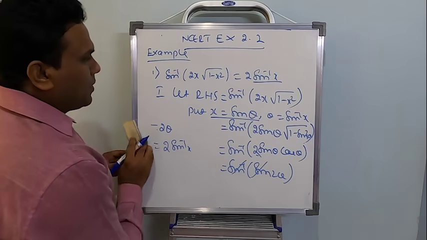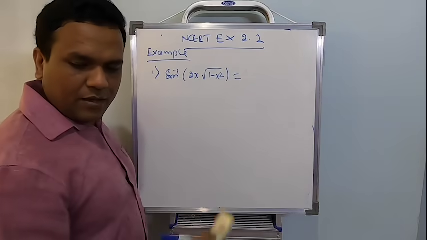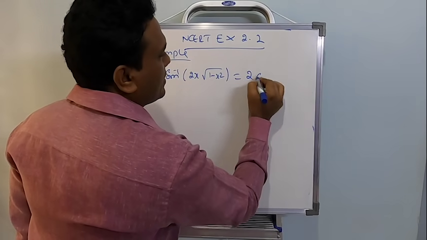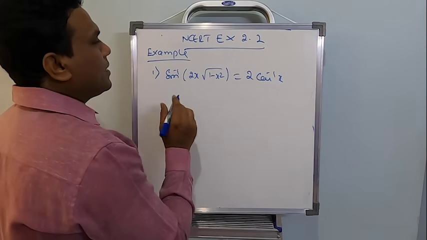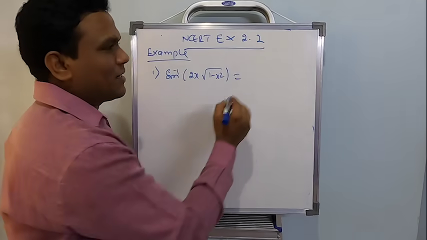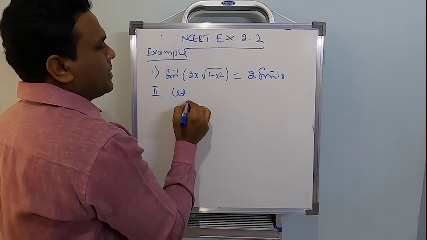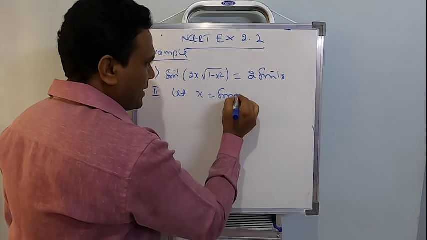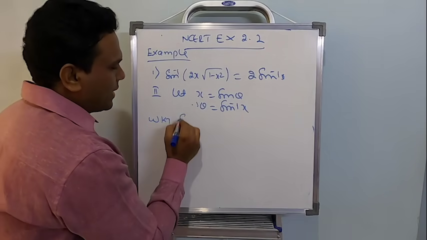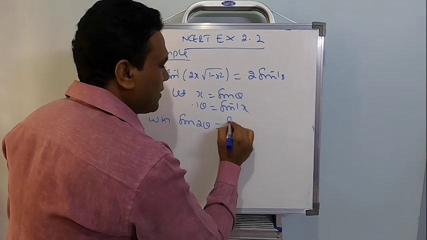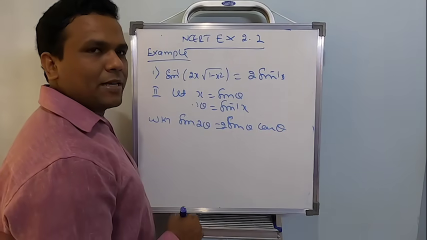Now I have one more, the second method, for the same thing, sin inverse of 2x into root of 1 minus x square equal to 2 sin inverse x. Okay, students? Let me explain the second method. Let me consider x equal to sin theta. Therefore, theta equal to sin inverse x. Then we know there is a formula for sin 2 theta given by 2 sin theta multiplied by cos theta.